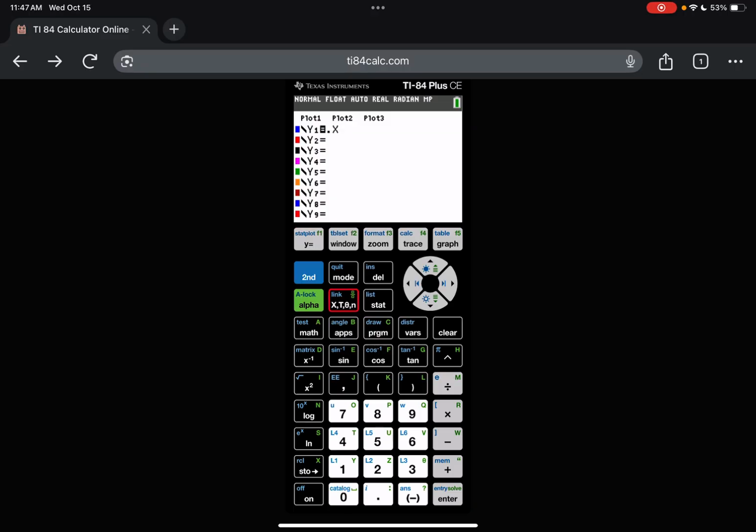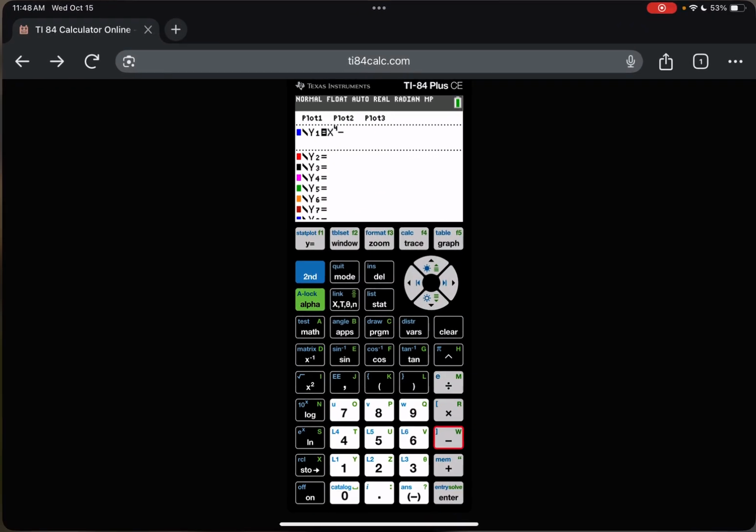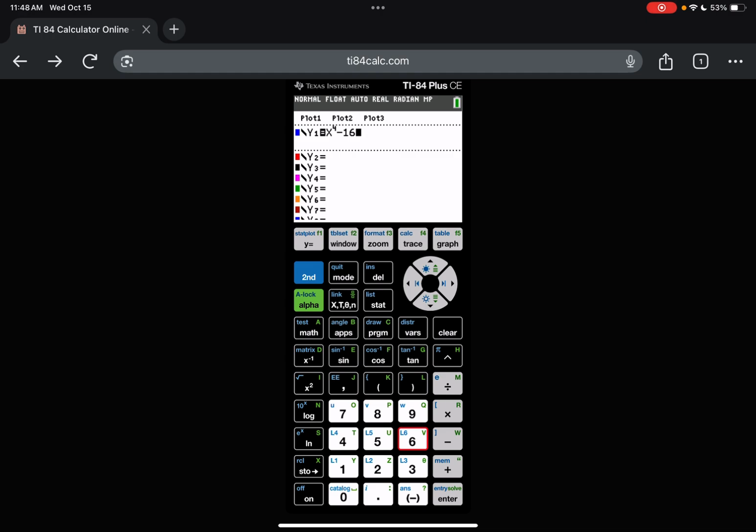So the x button, that's the second one down there. X to the 4th, minus, 16x minus 32. And now if we hit graph, we're going to see the graph of our function.